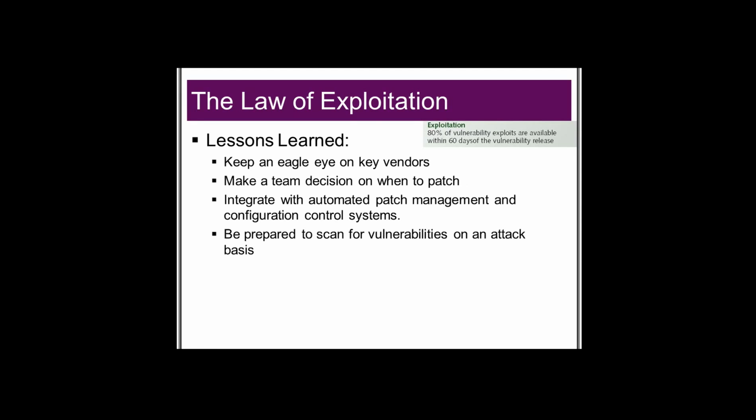So I want you to keep an eagle eye on what your vendors are doing in your system as well. Well, let me say this. I start with what I have at the top. 80% of vulnerability exploits occur within 60 days of your vulnerability release. Let's say that first. So the announcement by a product vendor about a security patch or upgrade starts the race between enterprises deploying corrections and attackers exploiting the vulnerability.